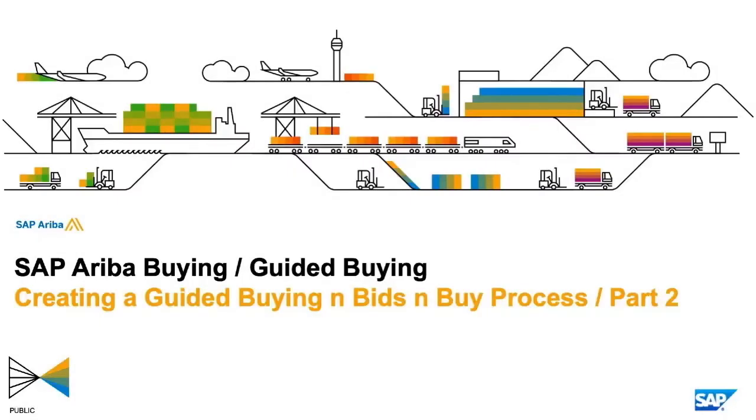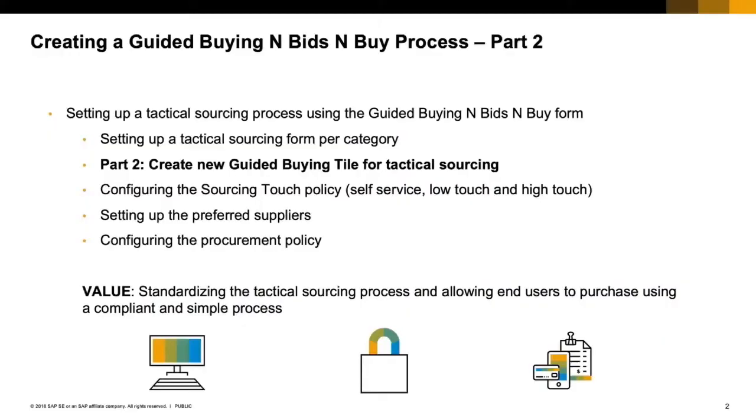Hello everyone, and this is part 2 of creating a guided buying and bid-in-a-buy process for your tactical sourcing. So in part 1 we discussed how to set up a tactical sourcing form for your different categories. In this part we'll go through how to create a new guided buying tile for your tactical sourcing and linking it back to the specific sourcing forms that we created in part 1.